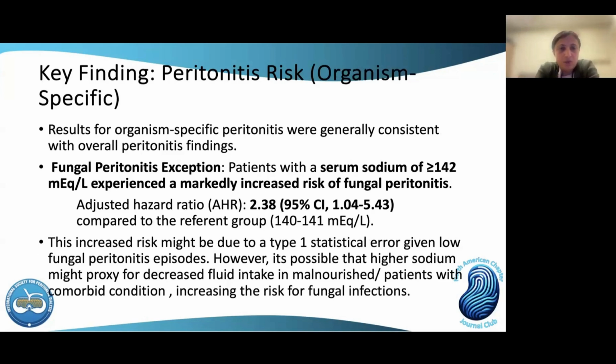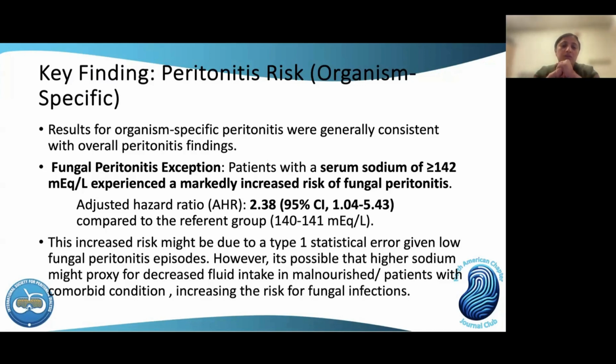And results for organism-specific peritonitis were generally consistent with the overall peritonitis finding. The only exception is that patients with a serum sodium of more than 142 had increased risk of fungal peritonitis, with a hazard ratio of 2.83 and a pretty significant confidence interval compared to the reference group.